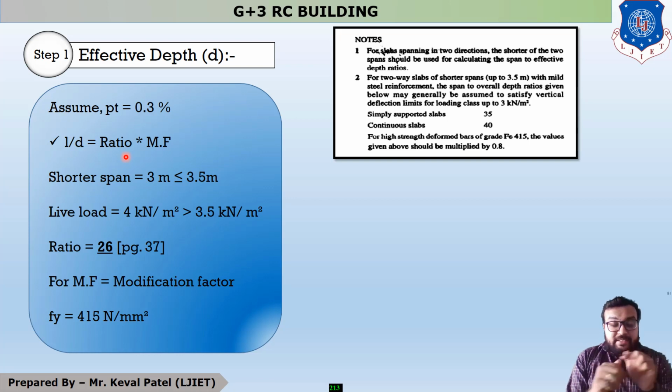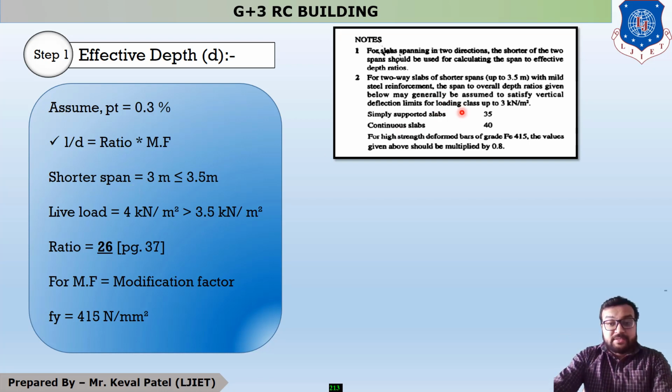Okay, so in this example, you have to move further to page number 39. In page number 39, there is one condition for two-way slab. So you can see that this condition is applicable for two-way slab only. For two-way slab, the shorter span, which is equal to Lx, should be up to 3.5 meter. It means if your Lx is less than 3.5 meter, okay, and in this example your shorter span is equal to 3 meter, it means you satisfy this condition.